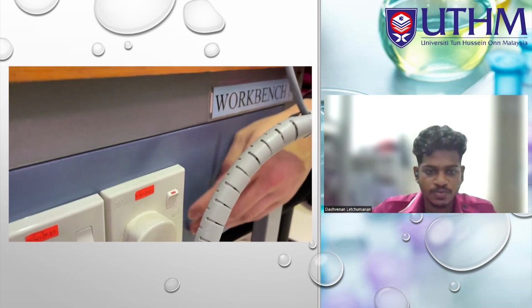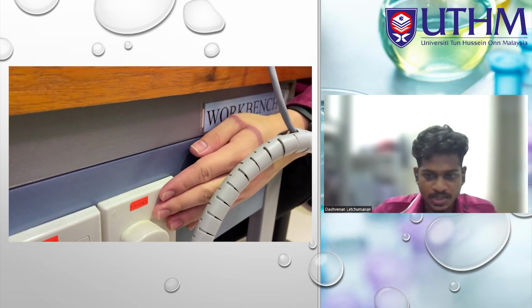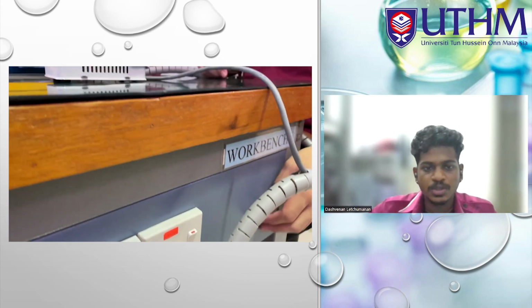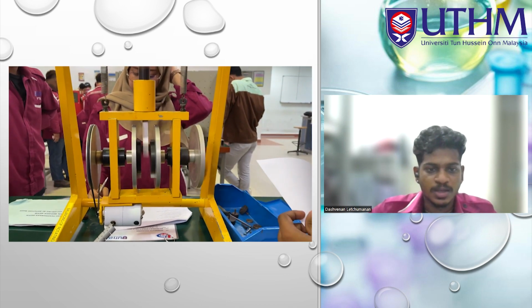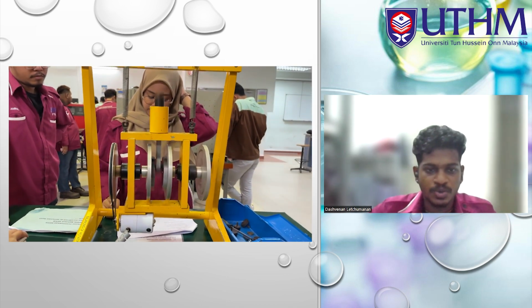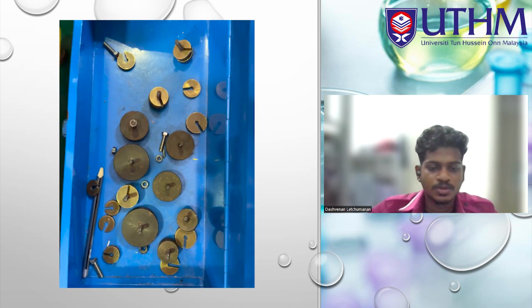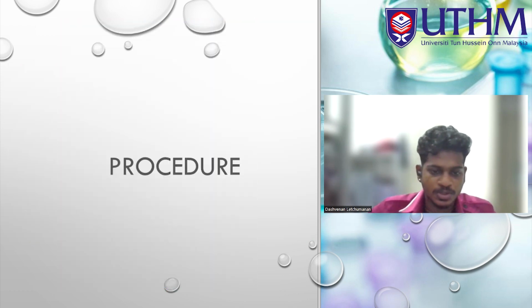Today I'm going to explain about the equipment. The equipment that we use has a power pack which is connected to the accelerator, which is connected to the motor, and then the system has four identical plates, and the system is connected via two identical springs. So next I will explain about the procedure.